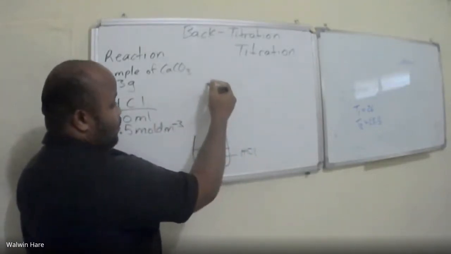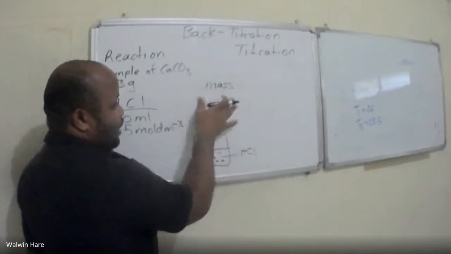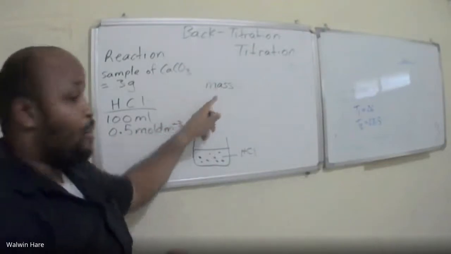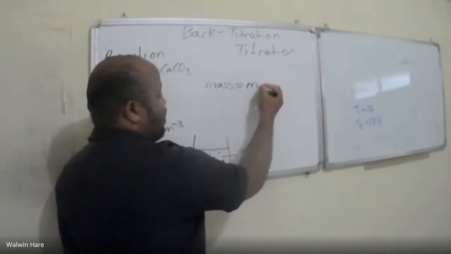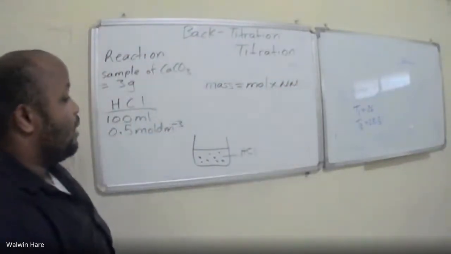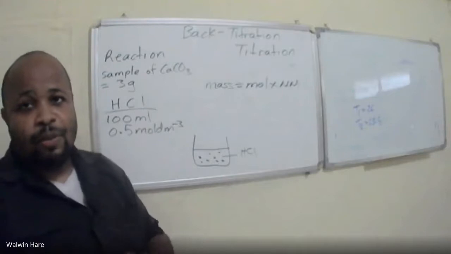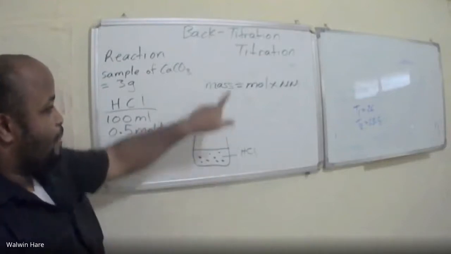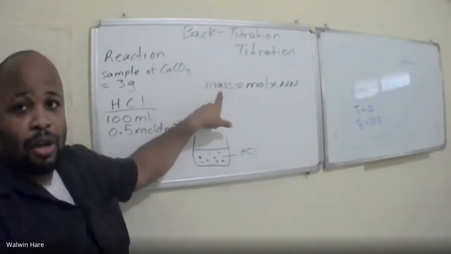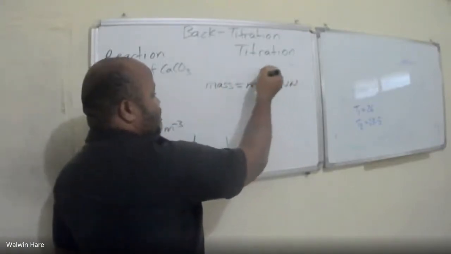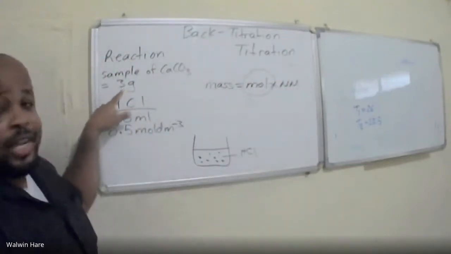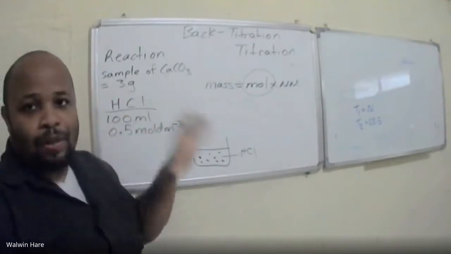So the first thing we need to do is find the mass of calcium carbonate present. In order to find the mass of calcium carbonate present, we need to find the moles of calcium carbonate. All right? So in trying to find the percentage of calcium carbonate, we need the mass of calcium carbonate, and to obtain that, we need the moles. This 3 grams here is the mass of this sample.